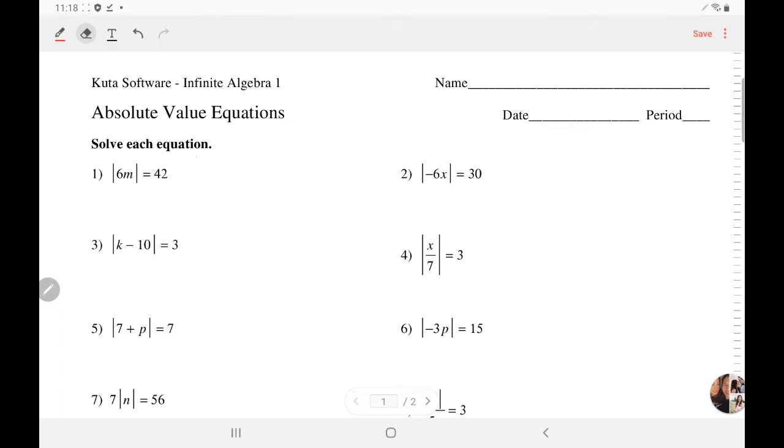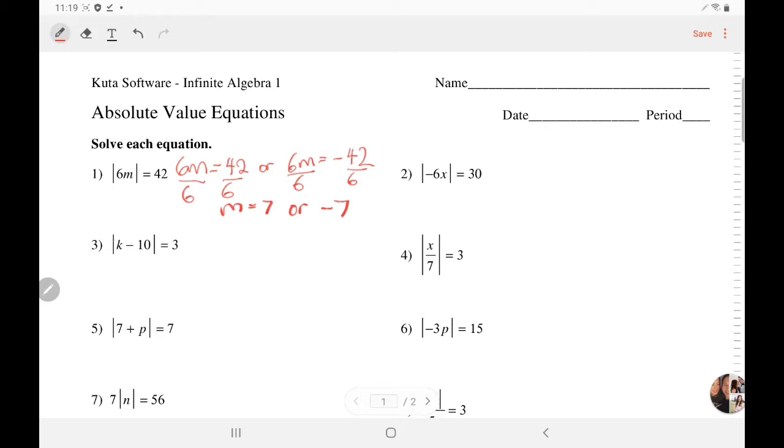The first one is just 6m equals 42, or 6m could have been negative 42. So you solve for m by dividing by 6. So m is either 7 or negative 7.